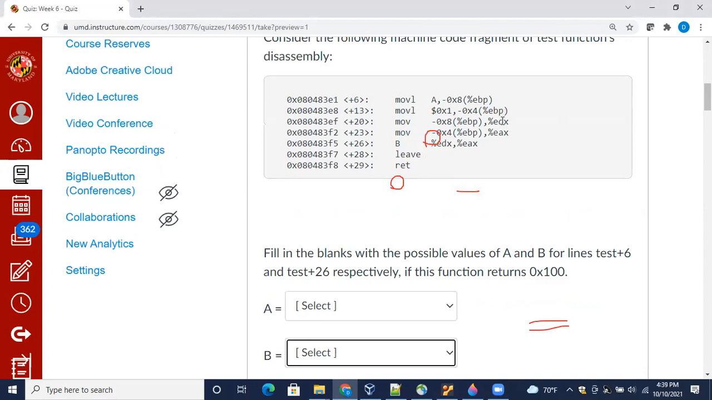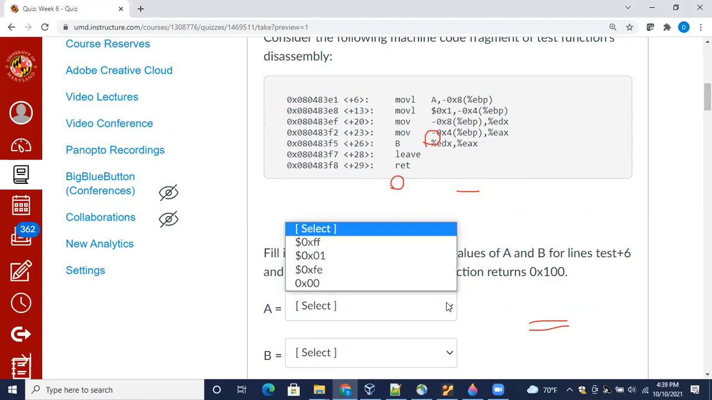But what is there in EDX? EDX gets a value from EBP minus 8, which means A must also be 256. But let's look at what are the possible answers for 256 for A. A doesn't have 256. A can have 255. The FF is 255, and the rest seems to be not okay. So now we can think about other options.